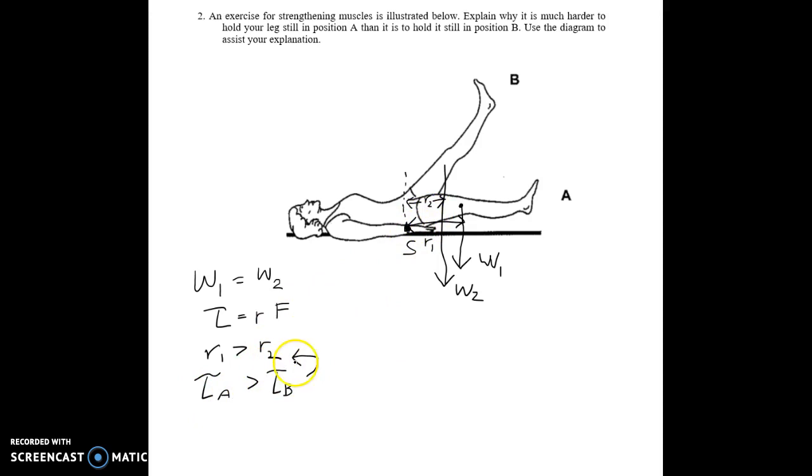So for this part, I'm going to tell you the reason. The complete solution is given in the e-learn. I'm not going to write all the details here. I want to highlight that position A is more difficult because the lever arm is longer. That's all. Thank you.